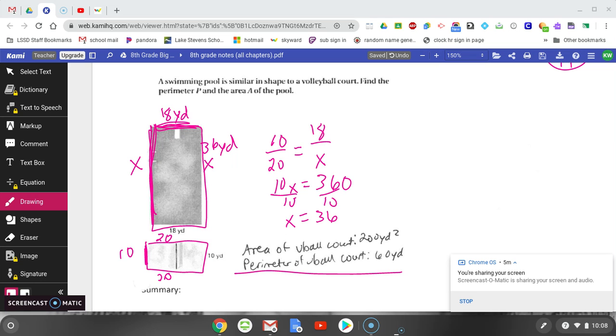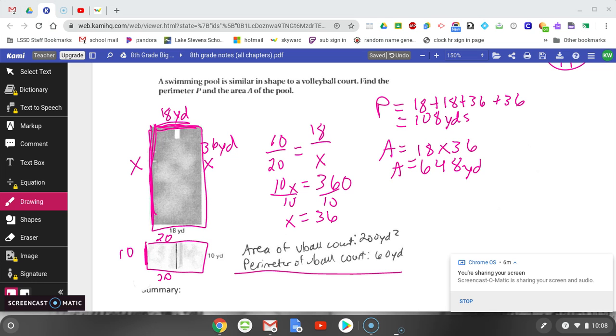So now I can find the perimeter and the area. So for the perimeter, I'm going to do 18 plus 18 plus 36 plus 36. For the area, I'm going to do 18 times 36. So feel free to use your calculator at this point. For the perimeter, I get 108 yards. And for the area, I get 648 square yards.